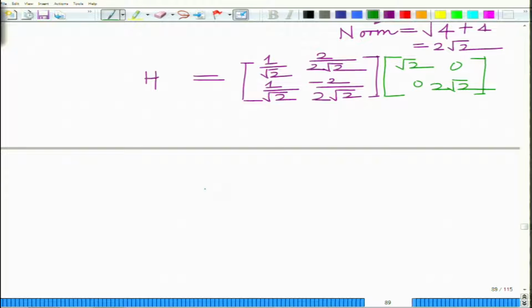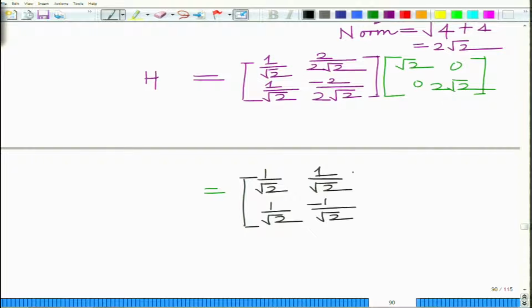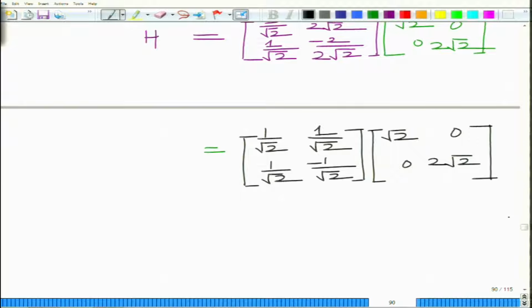I can simply write this as 1 over square root of 2, 1 over square root of 2, 1 over square root of 2, minus 1 over square root of 2, times the product square root of 2, 0. Okay. So we are done to some extent.